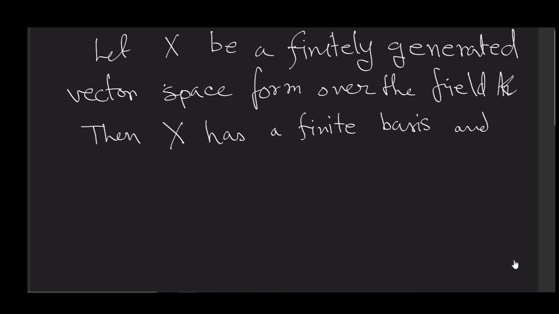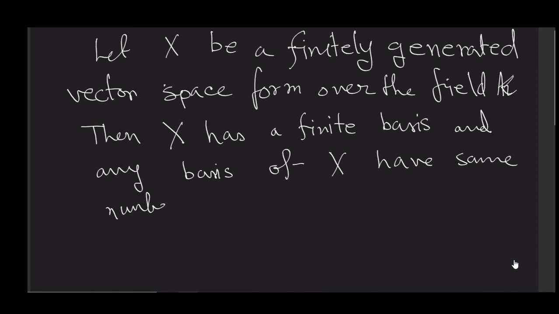and any basis of X has the same number of elements. I have already discussed this for three-dimensional space. We can have our rectangular coordinate, we can have cylindrical coordinate, we can have spherical polar coordinate, but for all the coordinates one thing remains the same, that is the number of elements in that vector space.